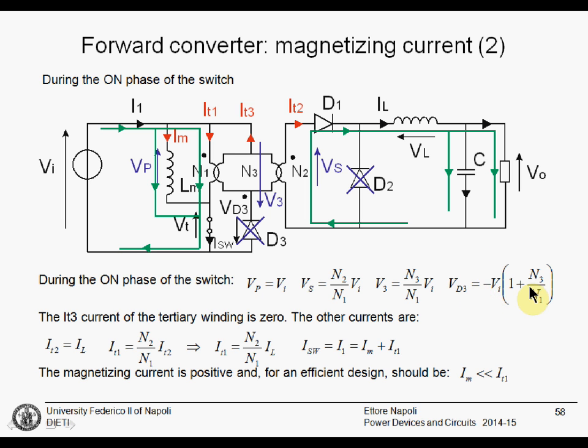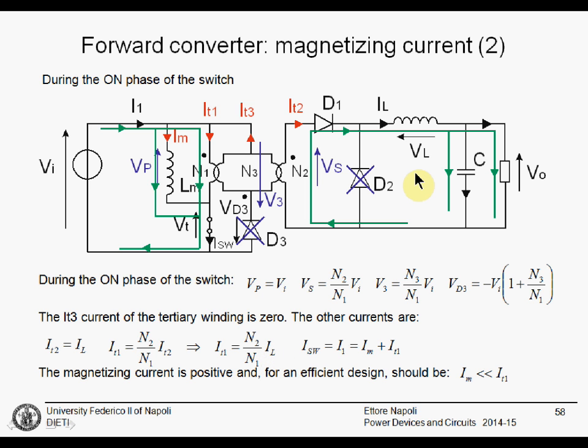Another useful derivation from this negative voltage on the D3 diode is that there is no IT3 current. This diode is off, IT3 is 0. We can then calculate the other currents and say that IT2 will be equal to the inductance current, IL. Once we know IT2, we can calculate IT1, that will be IT2 multiplied by N2 divided by N1. This means that IT1 will be a function of IL.